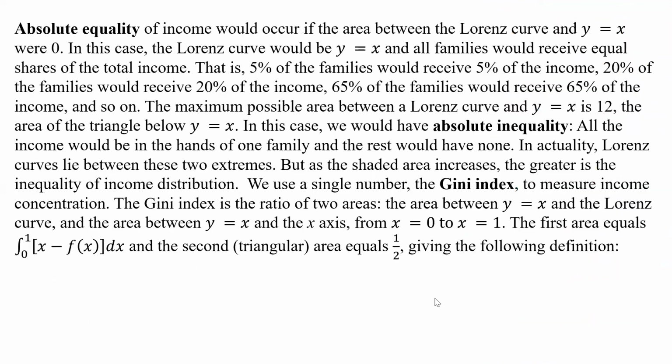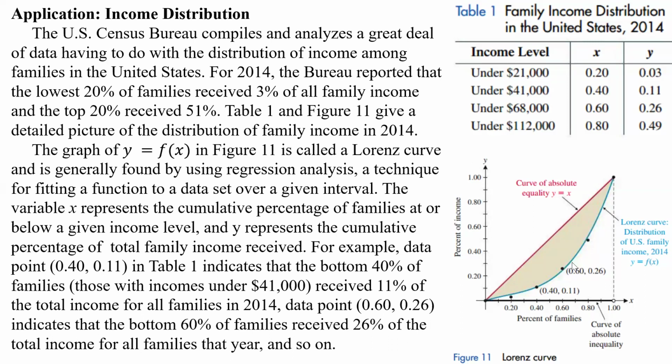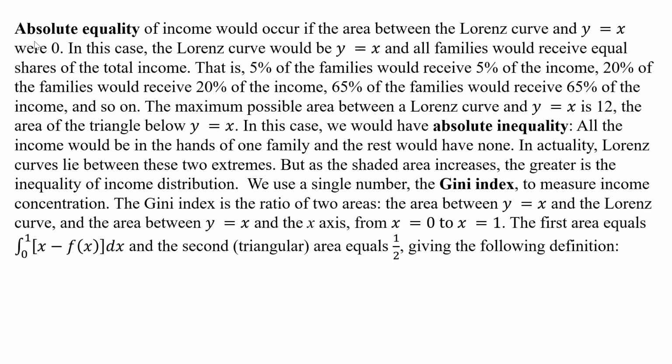Okay, so absolute equality of income would occur if the area between the Lorentz curve and y equals x were equal to 0. What does that mean? Basically, if this area were pushed up here and we had one curve on top of another, then that is absolute equality, so everything's going to be equal. In this case, the Lorentz curve is y equals x, and all families would receive equal shares of the total income. 5% of the families would receive 5% of income, 20% would receive 20% of income, 65% would receive 65% of the income, and so on.